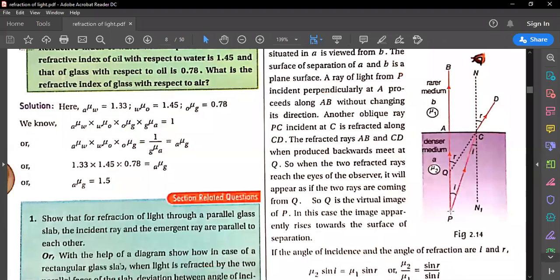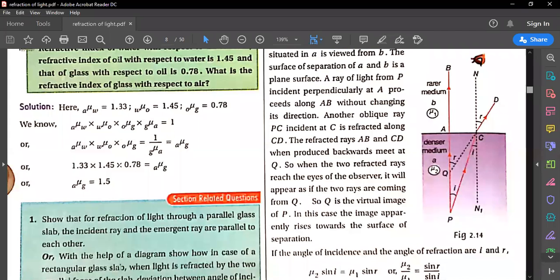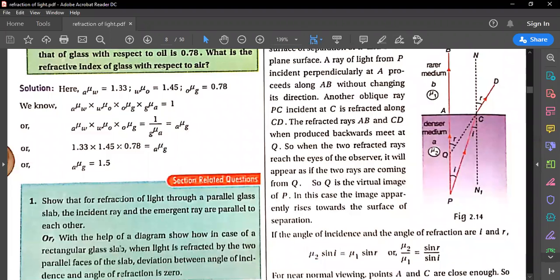Rays of light coming out from P, one ray PC, gets deflected away from the normal as CD, and another ray of light falls perpendicularly on the interface between the denser medium and the rarer medium, so it goes undeviated. If you now project the two rays back, you get the image formed at Q. Image formed at point Q. Understood?